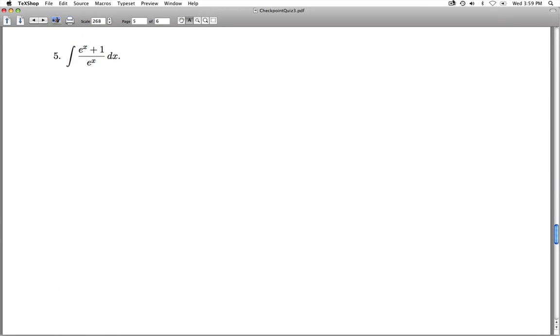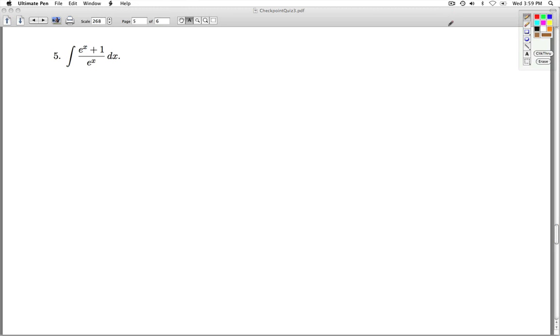Now, number 5, you might be having a little bit of deja vu. Number 5 is just the reciprocal of number 4. I'm going to integrate. I'll bring the e to the x up, e to the x plus 1. And when I bring this up, the exponent turns negative. What's nice about this problem is I can actually multiply this through.